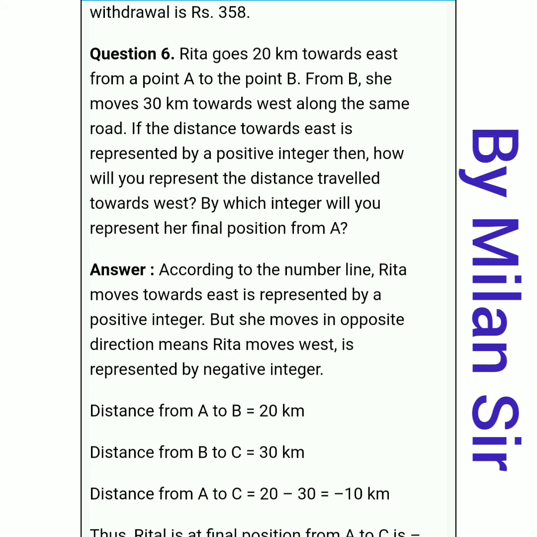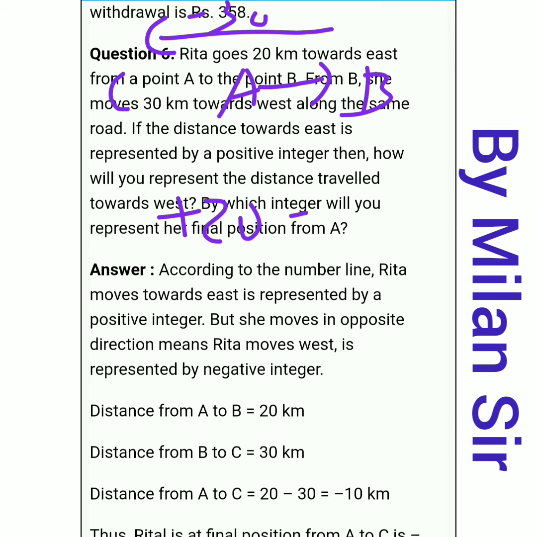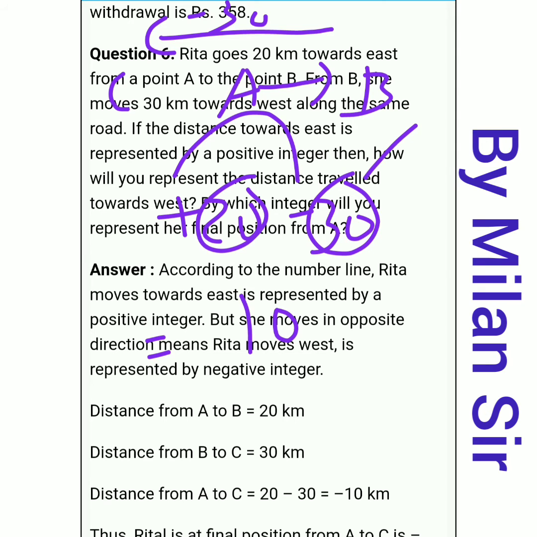Otherwise, what we need to do? From A to B, right hand side direction, so plus 20, and from B to point C, minus 30. So plus 20 minus 30. Now, plus and minus, 30 minus 20 is 10. The bigger number 30 has a negative sign, so here the negative sign, minus 10.